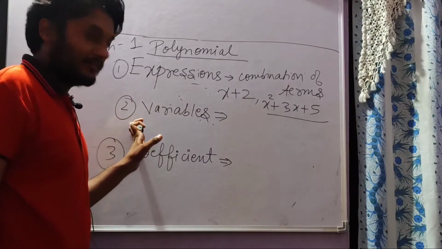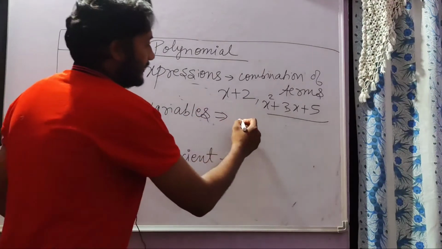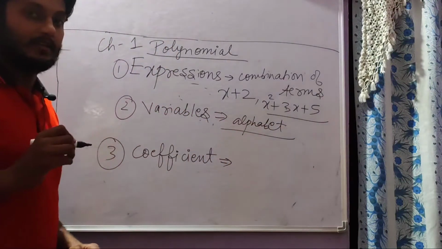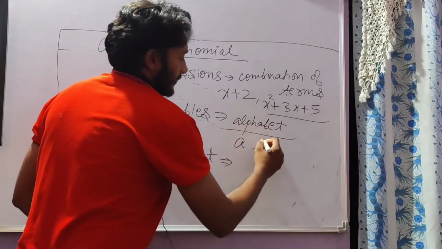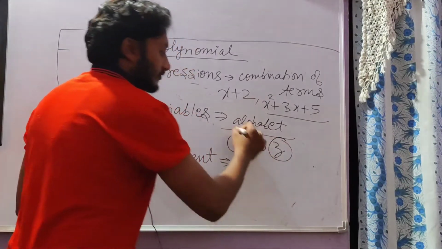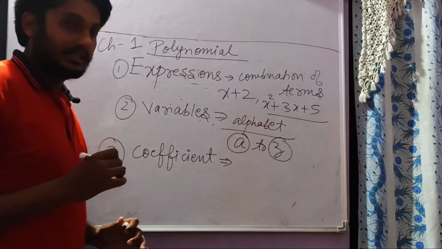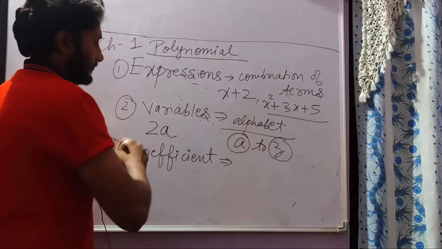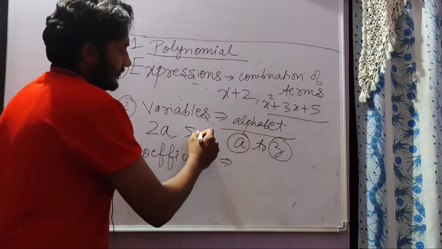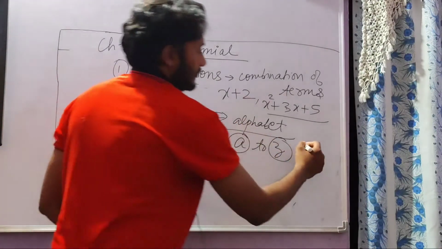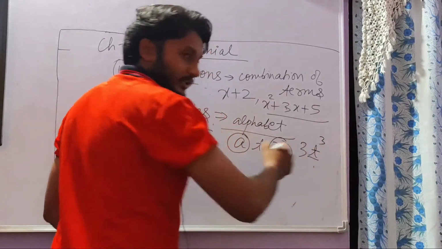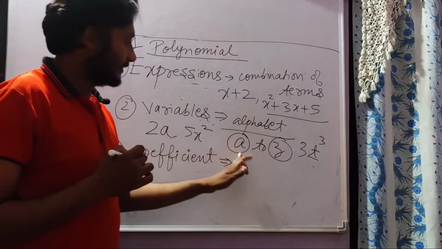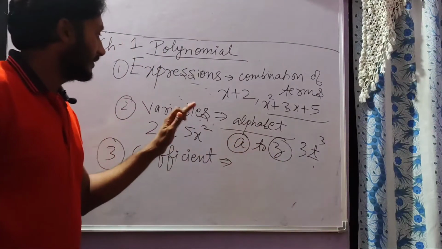Okay, next comes the second point which we have seen in the definition, that is variables. Variables means it can be any alphabet. In English we have 26 alphabets from A to Z. So any alphabet from A to Z can be used in the expression, and that is known as a variable. Suppose 2a, a is a variable. 5x square, x is a variable. 3t cube, t is an alphabet, so t is a variable.